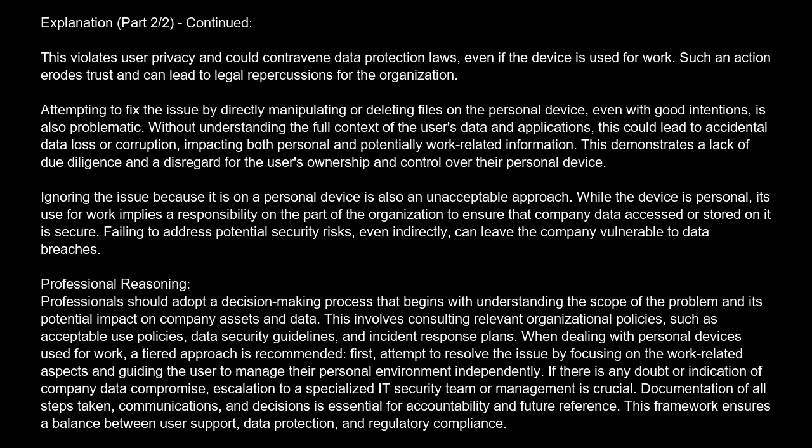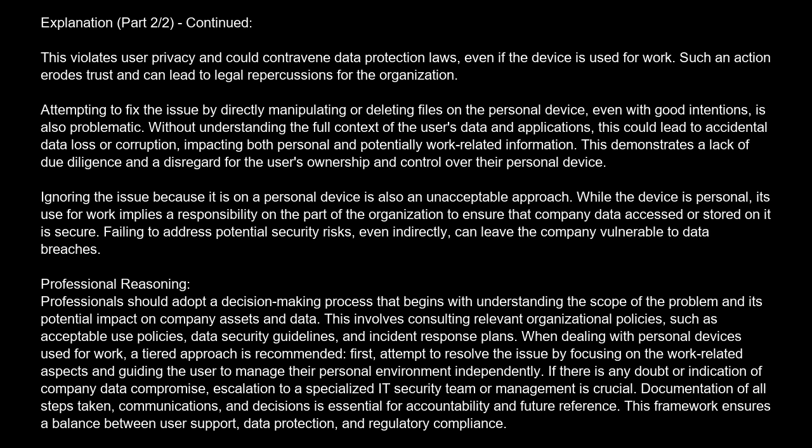Ignoring the issue because it is on a personal device is also an unacceptable approach. While the device is personal, its use for work implies a responsibility on the part of the organization to ensure that company data accessed or stored on it is secure. Failing to address potential security risks, even indirectly, can leave the company vulnerable to data breaches. Professional reasoning.